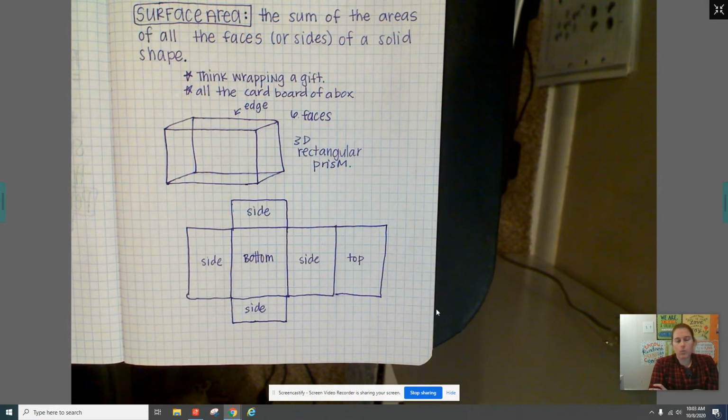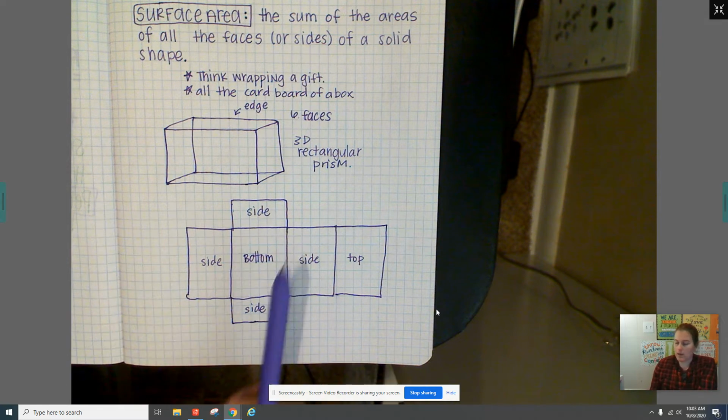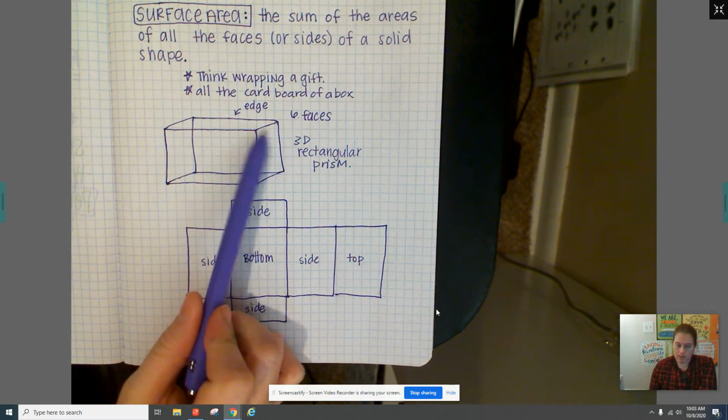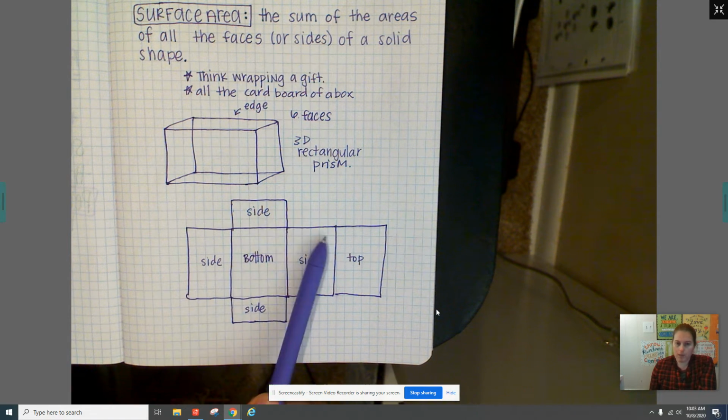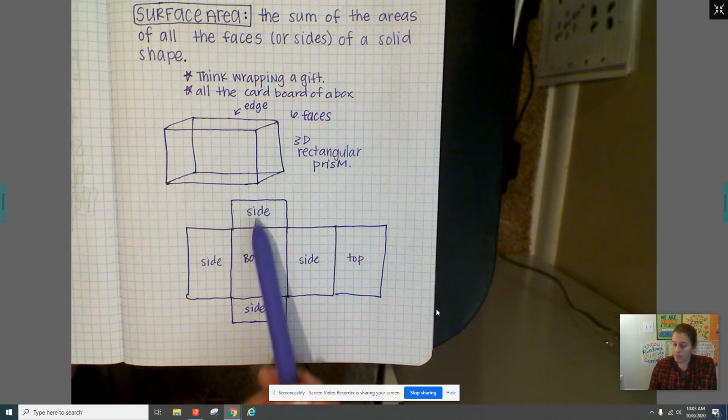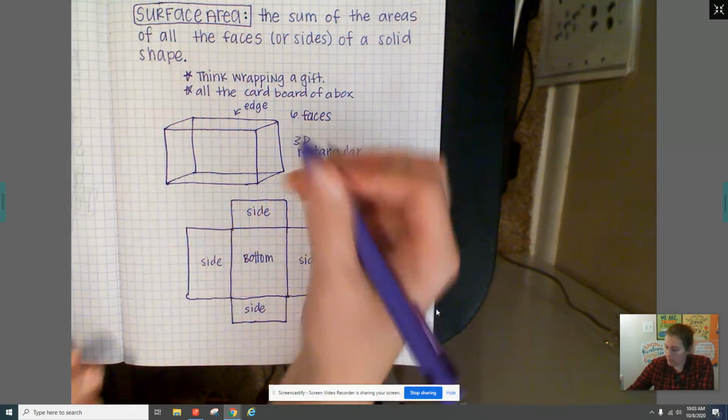Now, when I ask you to find surface area, I'm going to be asking you to find surface area of a net, okay? I'm never going to give you something like this and tell you to find surface area. I'm always going to give you the net, all right? And I'll ask you to find the surface area using the net. So when you do that, you just find the area of every individual shape or individual part and then add them together, okay? We're going to write that down.